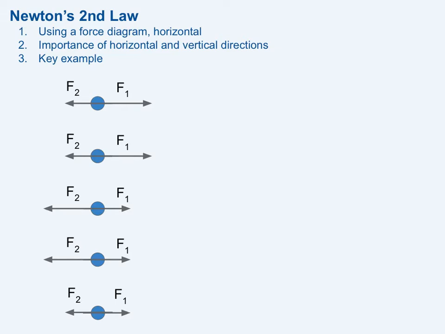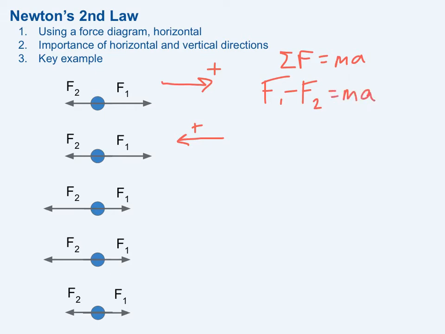So these pictures here show some different arrangements of forces, and the first two look like they're the same, but remember that the key factor here is which way the object is moving. In the first case, the object moves to the right, but in the second case, it moves to the left, and that would change the way that we think about F equals ma. In the first situation, we would set up our equation as F1 minus F2 because F1 pulls it in the positive direction, so we list that one first.